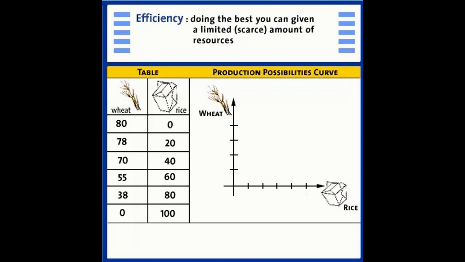Let's use, since I'm going up to 80 bushels of wheat, let's make each hash mark on this axis equal to 20. So here's 20 bushels of wheat. Here's 40. Here's 60. And here's 80. And I can keep on going, but I'm calibrating the axis here with each hash mark representing 20 additional bushels of wheat. Same thing with rice here.